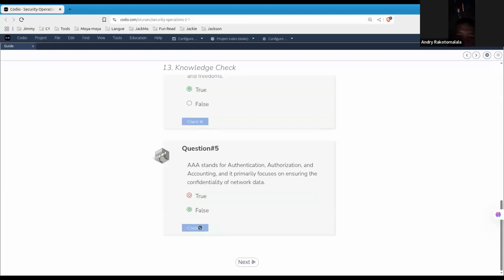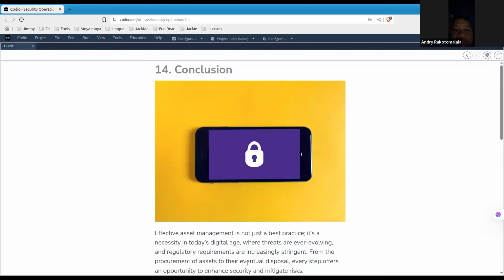So I want to talk about this one, okay? Now, the AAA stands for Authentication, Authorization, and Accounting, right? That part is true. And then here, the key term is it primarily focuses on ensuring the confidentiality of network data. So in this case, it's listed as false because yes, it does protect the confidentiality, but not just confidentiality of network data. It's meant to protect confidentiality of everything. So that's why it would be listed as false. All right, let's go to the conclusion and wrap up here.